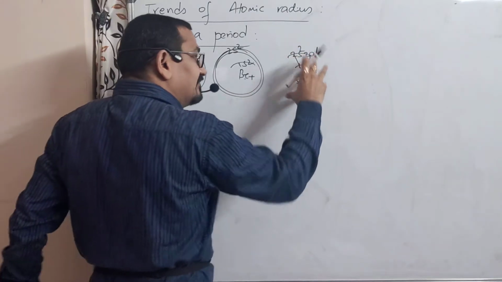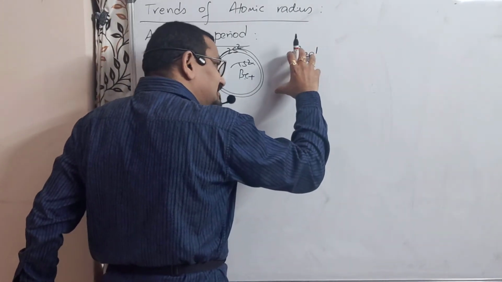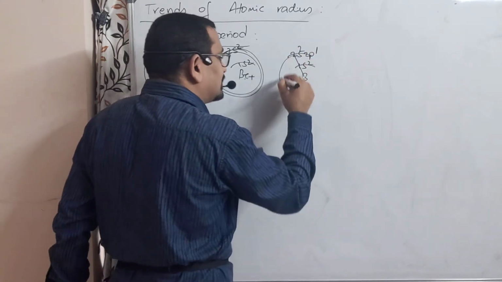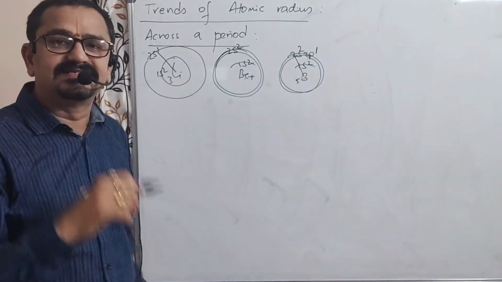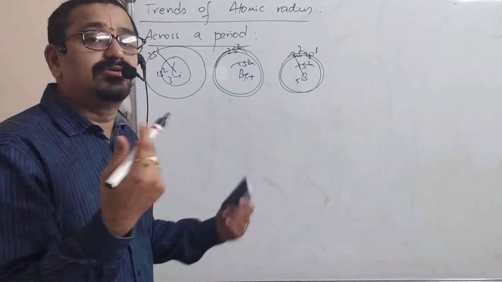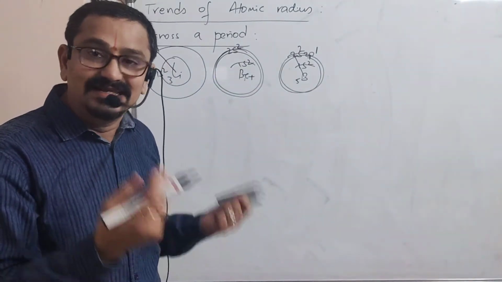So because of this increase in nuclear attraction, these electrons were more strongly held to the nucleus and come closer, and thus show a further decrease in size. Because from beryllium to boron, we can say effective nuclear charge is again increased.